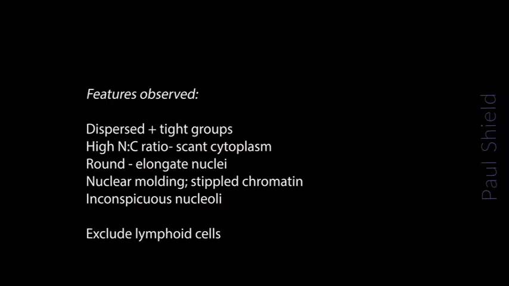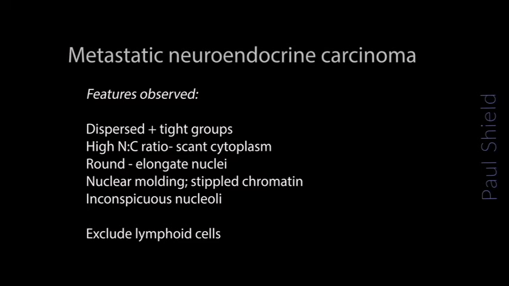These features are in keeping with metastatic neuroendocrine carcinoma, and in this site probably the most common primary sites for that would be the skin, and that would be a Merkel cell carcinoma, or the lung, which would be a small cell carcinoma. We would need to exclude lymphoid cells because these cells are quite small and very similar to lymphoid cells.